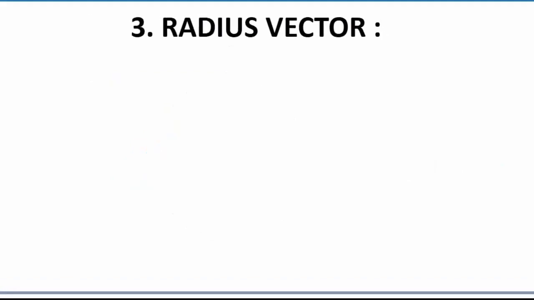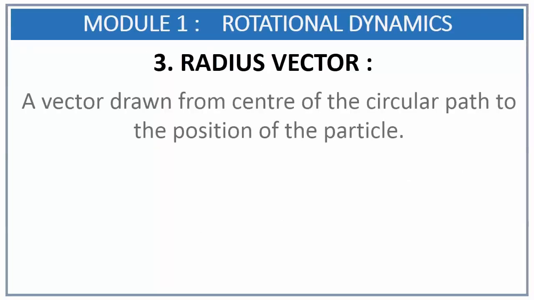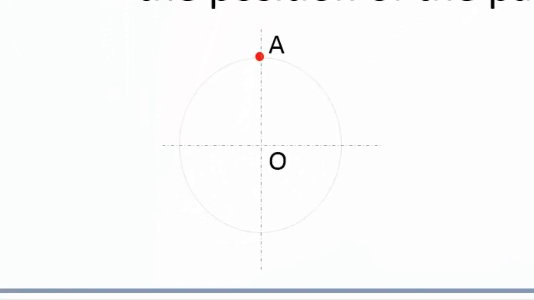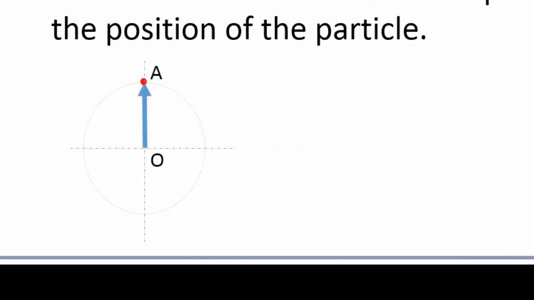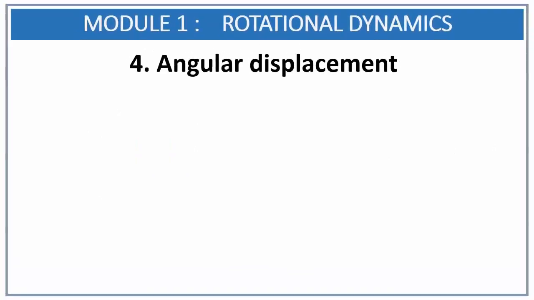Point number 3, radius vector. A vector drawn from center of the circular path to the position of the particle performing circular motion is called its radius vector. Let us consider a particle is performing circular motion and it is at point A, O being the center of circular path. Then the vector drawn from point O to point A is going to be its radius vector.